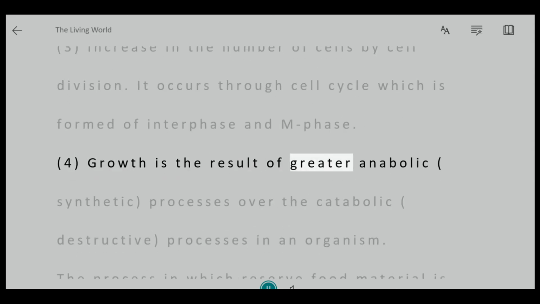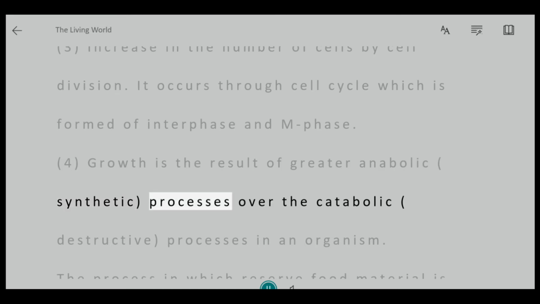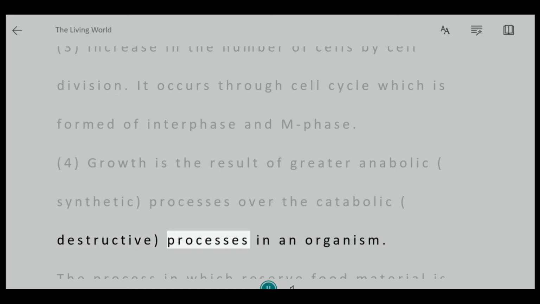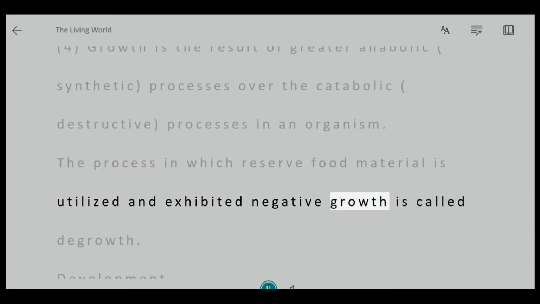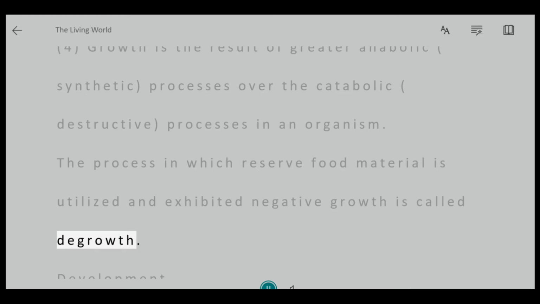Growth is the result of greater anabolic, synthetic, processes over the catabolic, destructive, processes in an organism. The process in which reserve food material is utilized and exhibited negative growth is called degrowth.